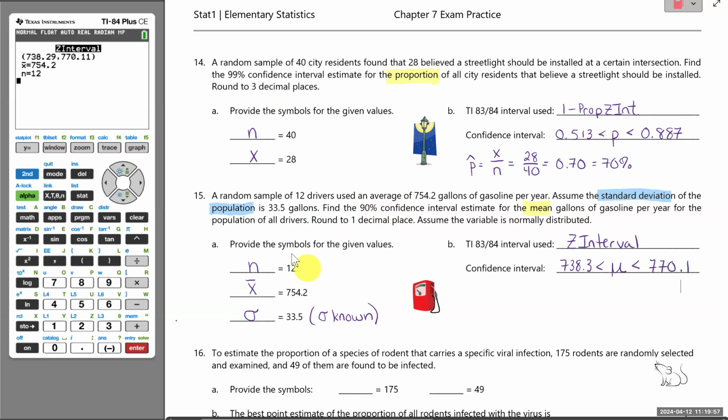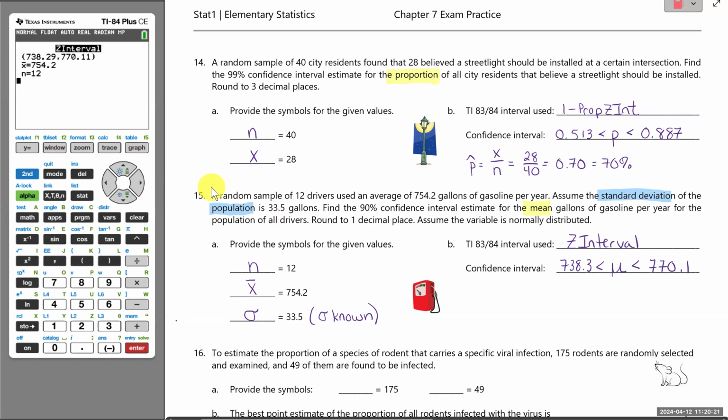Okay, again, I don't have the sentence here, but we would say that we are 90% confident that the true mean gallons of gasoline per year for all drivers based on this sample is somewhere between 738.3 gallons and 770.1 gallons.